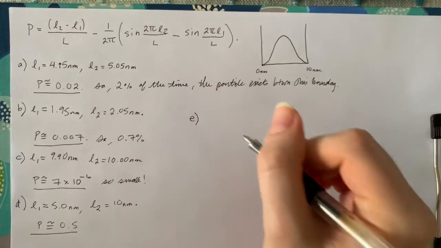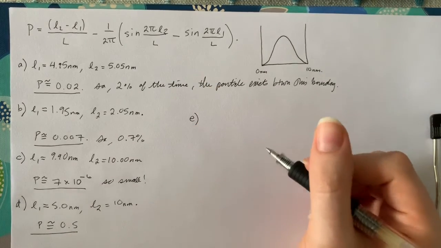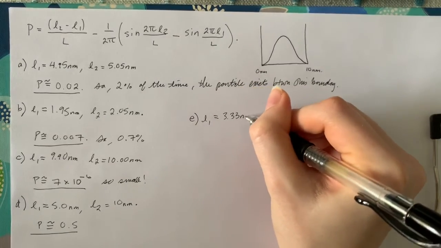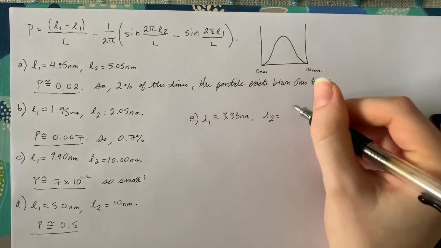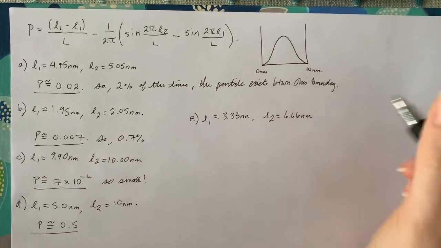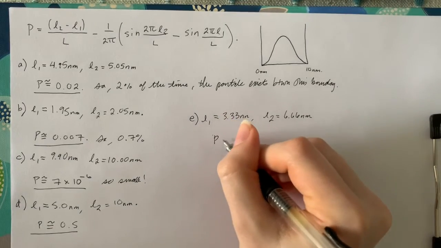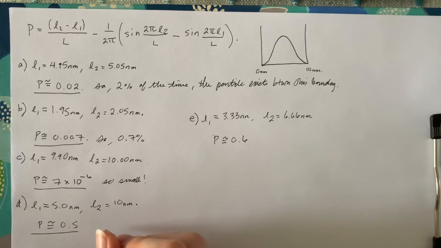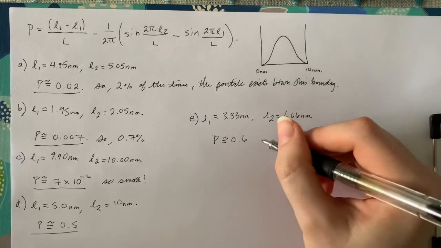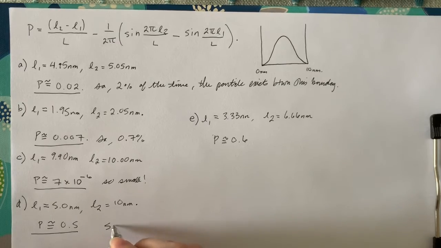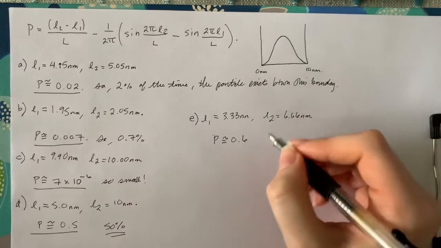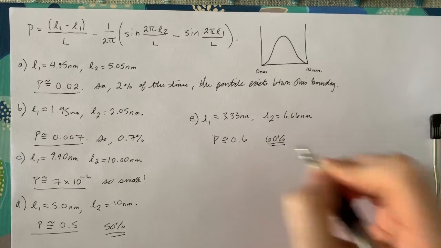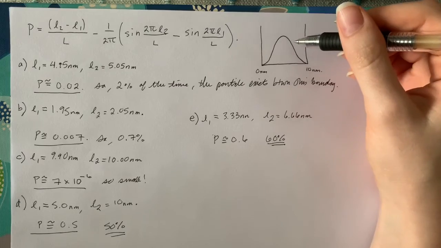And then finally for E, we're given the central third of the box. So we can interpret that as L1 is 3.33 nanometer and L2 is 6.66 nanometer. And when you plug that in, you should get P is about 0.6. So going back here, I just wanted to say this is 50% of the time. And over here, it's 60% of the time, which, again, thinking about this shape makes sense.